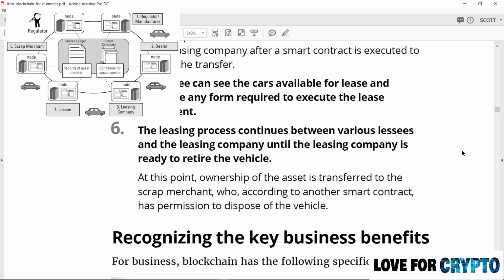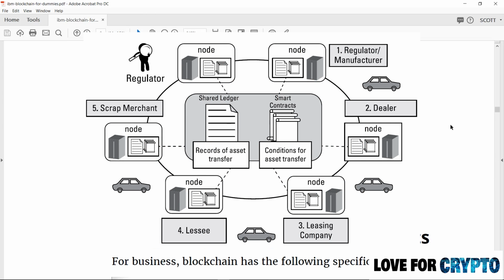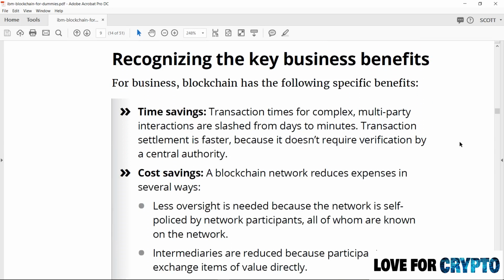Finally, number 6, the leasing process continues between various leasees and the leasing company until the leasing company is ready to retire the vehicle. At this point, ownership of the asset is transferred to the scrap merchant, who, according to another smart contract, has permission to dispose of the vehicle. That is the full life cycle of the vehicle, as seen in the graph. Recognizing the key business benefits for business, blockchain has the following specific benefits.